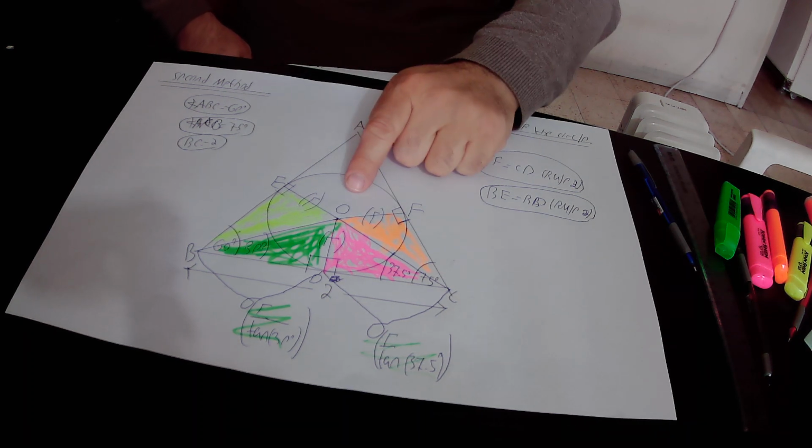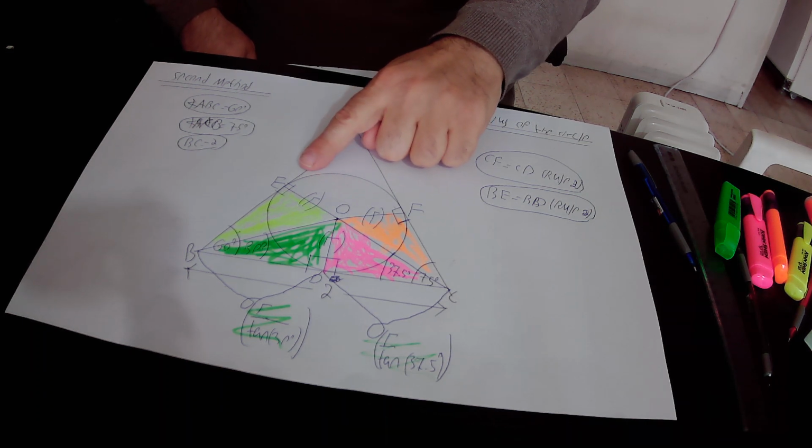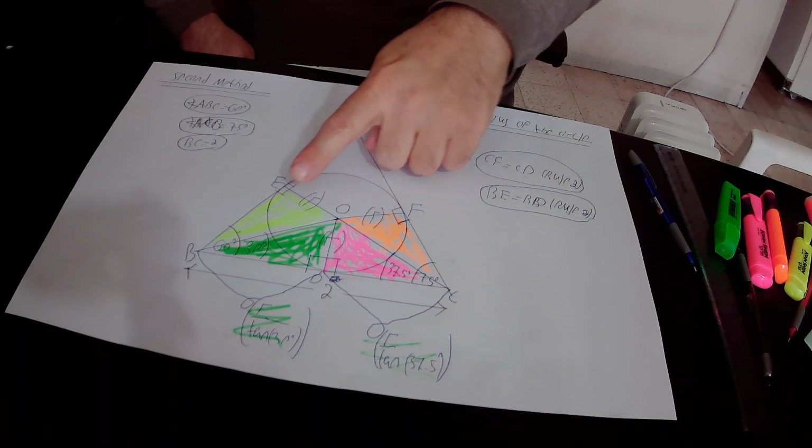We join points O and E together by a straight line. OE is the radius of this circle that is equal to R. The radius OE is drawn to point E, therefore according to rule number 1, this angle equals 90 degrees and this angle also equals 90 degrees.